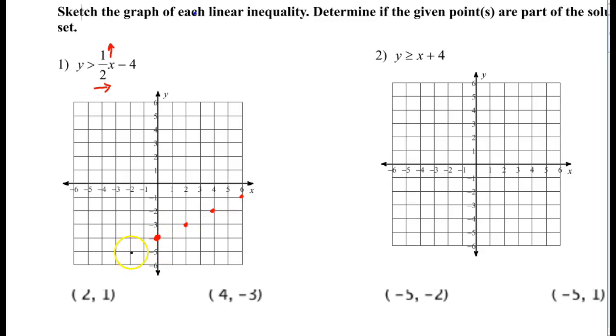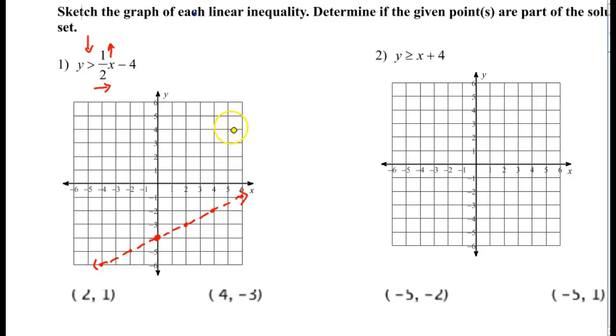You can also go the other direction, down and left, down and left. It's all in a straight line. Now look up the symbol. This is a greater than, so should I make a dashed line or solid line? Dash line, so let's go make a dash line. And should I shade up or down?